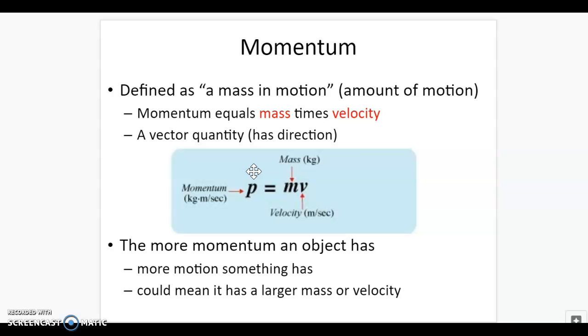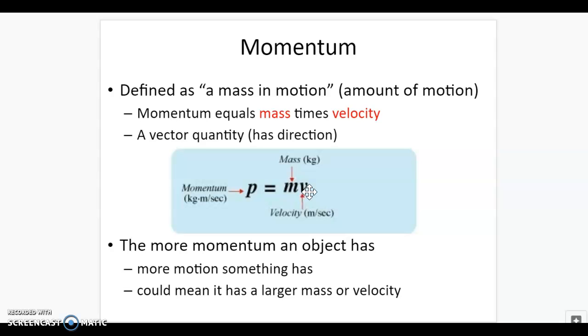Why is it a P? Well, M was already used because M is used for mass. So, yep, that's it. But P is what we use for momentum. It's equal to the mass times the velocity. That's it for the equation.